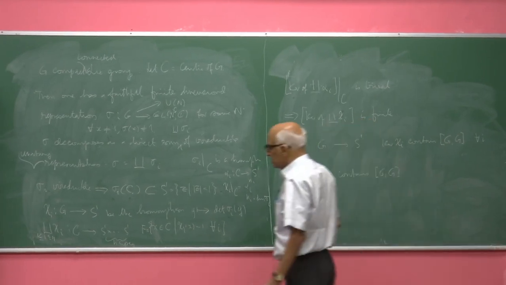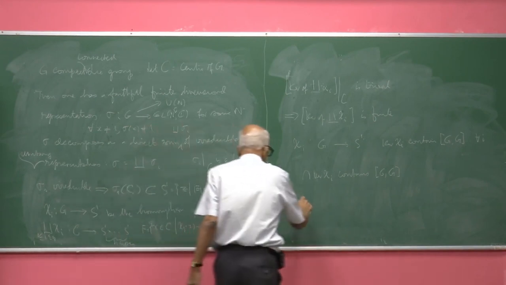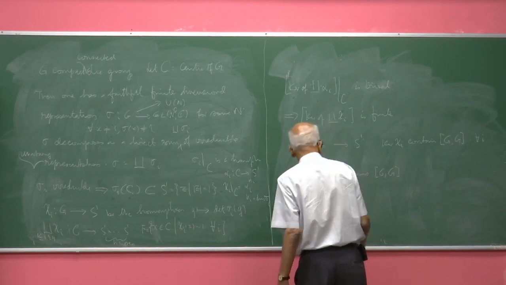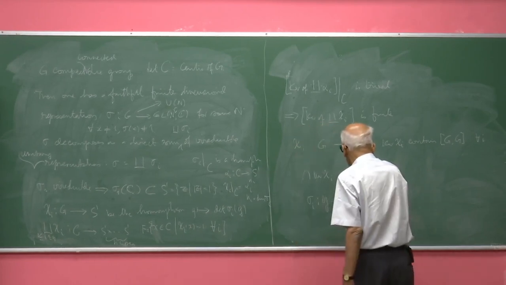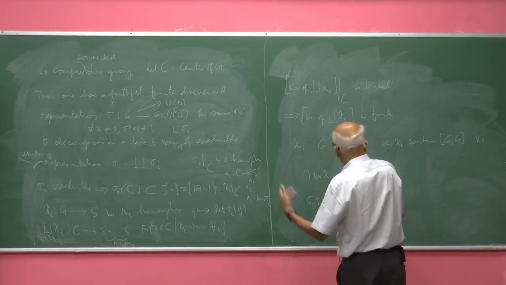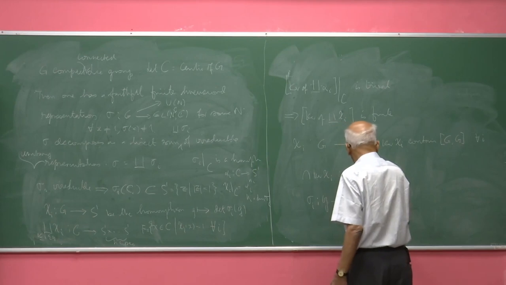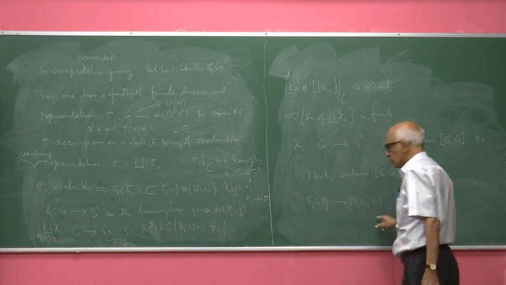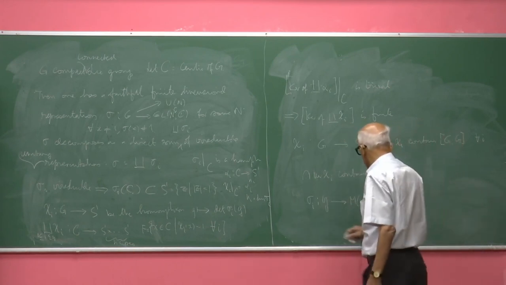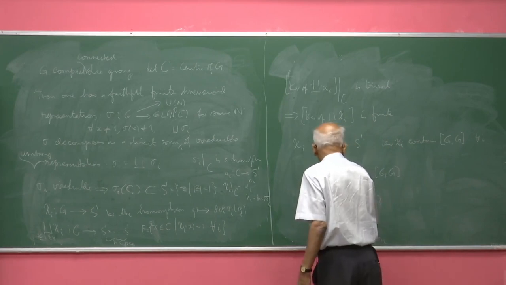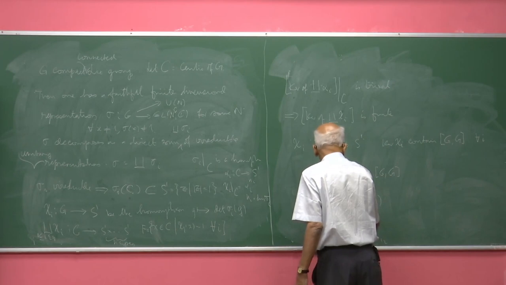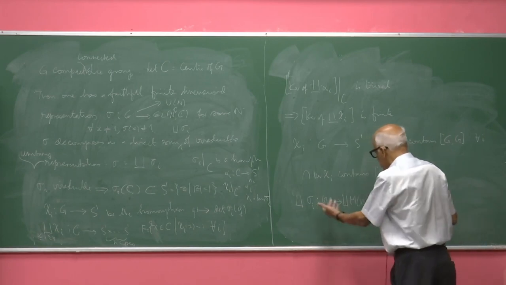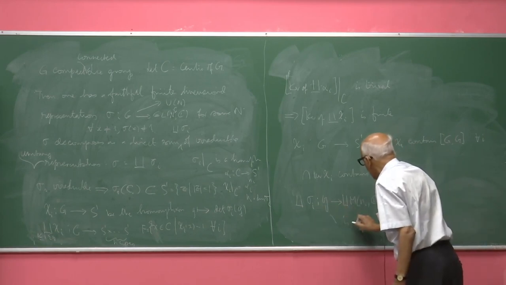On the other hand, let us see: this sigma_i induces a homomorphism from the Lie algebra g into the matrix algebra M_{n_i}. Okay, you get a Lie algebra homomorphism, and therefore from the direct sum to the direct sum of these, you get a Lie algebra homomorphism. Now, this is a faithful representation.